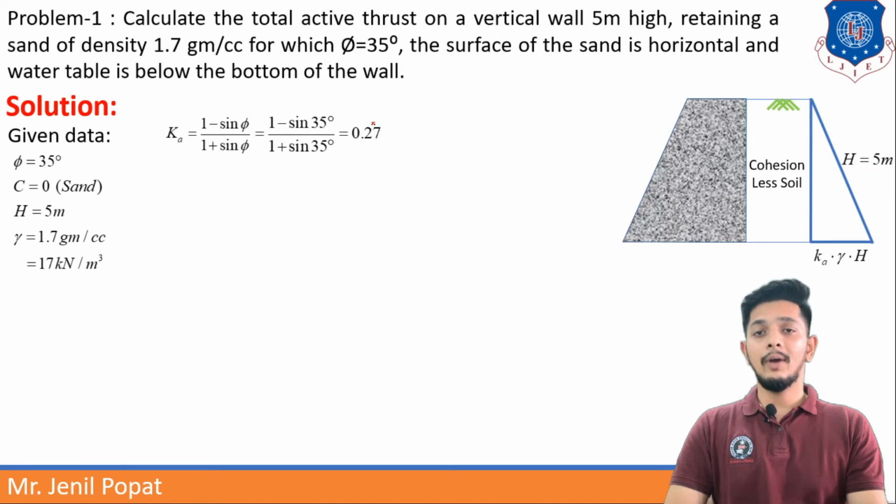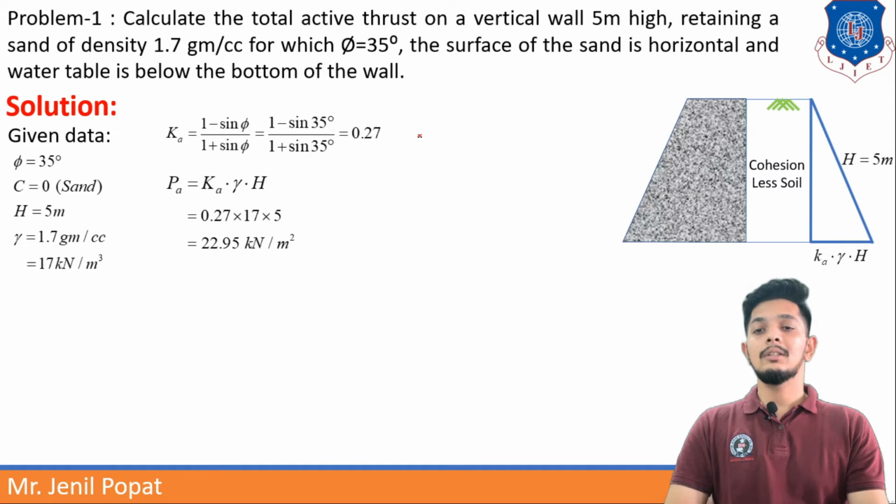Putting the value of phi, I am getting Ka as 0.27. Now, the second component I will need is Pa, the active earth pressure, that is Ka into gamma into H. Now, I got Ka, I have gamma, which is 17 kilonewton per meter cube, and H is also given as 5 meter. Putting all three values, I am getting Pa as 22.95 kilonewton per meter square.